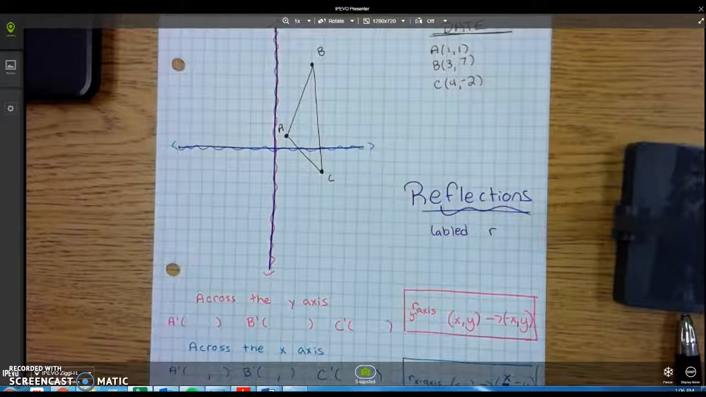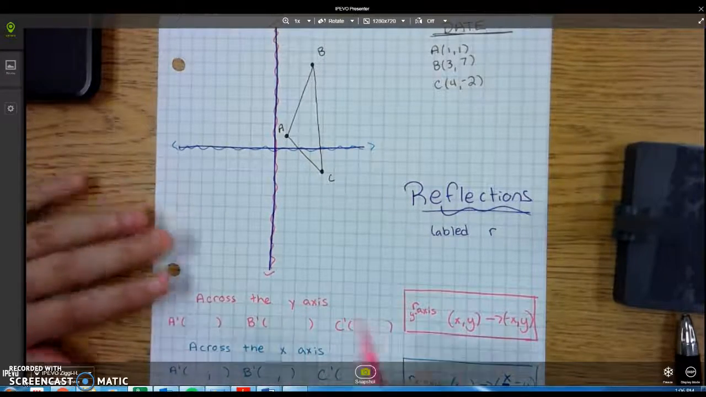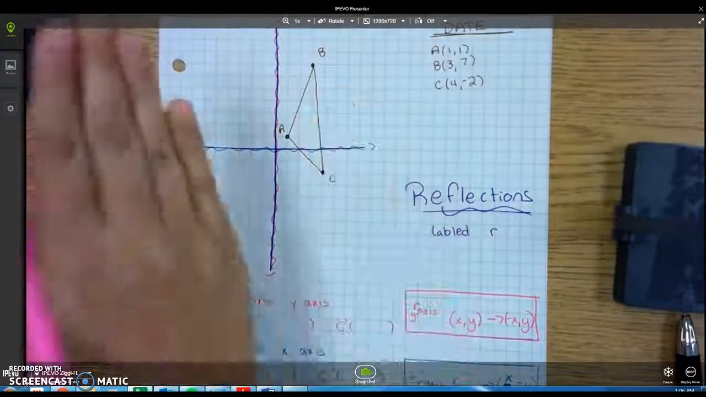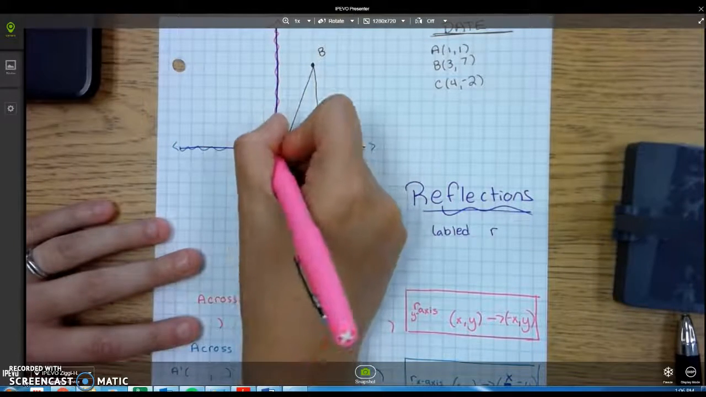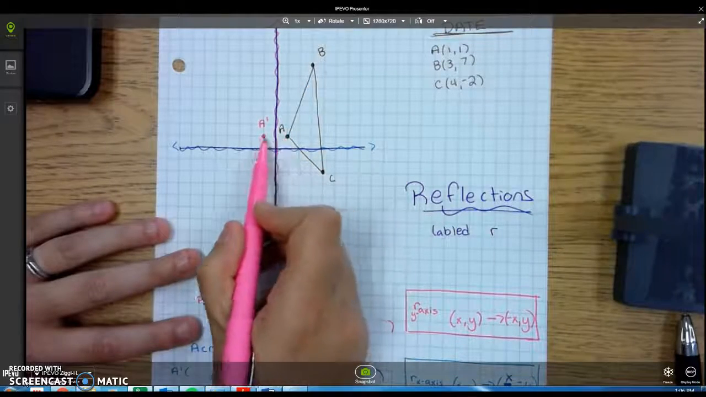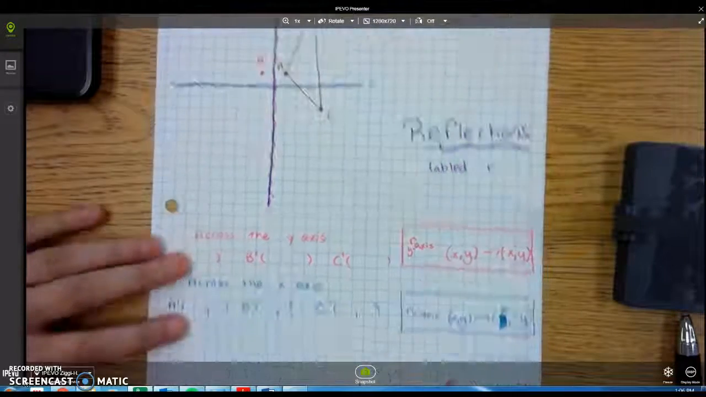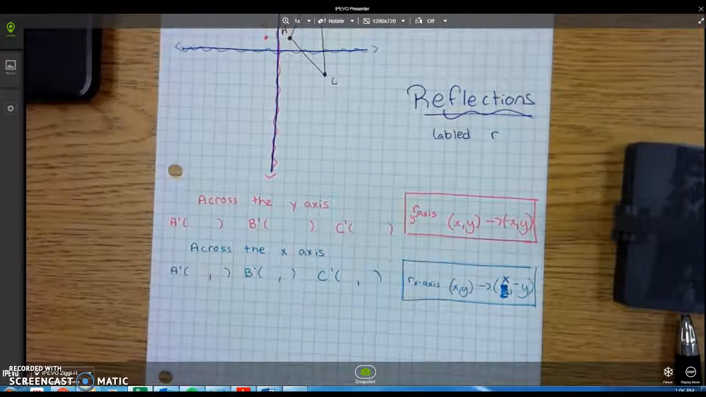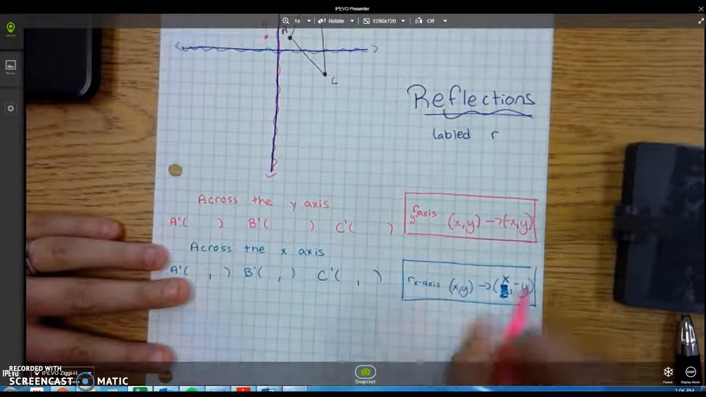So, we're going to go ahead and do this y-axis reflection. When I reflect across the y-axis, it flips over. So I would be able to count how far away everything is. For example, right here, A is 1 away, so that would also be 1 away. Or I can use this rule down here, that if you can remember the rule, it's going to make everything easier because you don't have to count so much. So we're going to use the rule and then I'll plot the points for you.